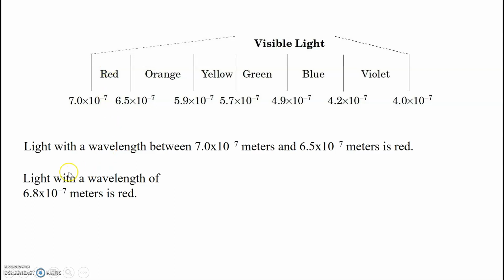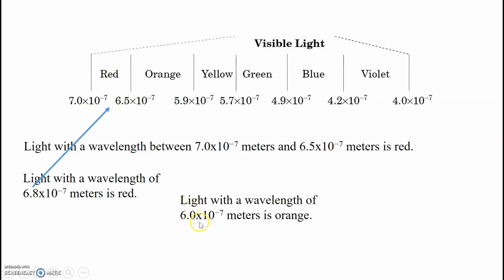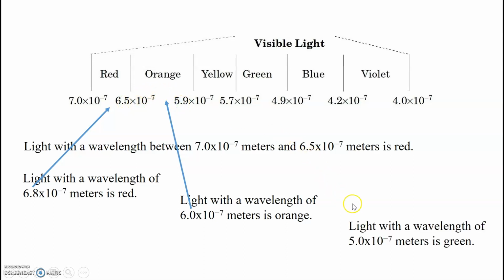So let's say I'm asked what color light with a wavelength of 6.8 times 10 to the negative 7th meters is. Well, since 6.8 is between 7 and 6.5, that light would be red. But light with a wavelength of 6.0 times 10 to the negative 7th would be orange because 6.0 is in between 6.5 and 5.9. If I had light with a wavelength of 5.0 times 10 to the negative 7th, that would be considered green, because 5.0 is in between 5.7 and 4.9, and so that light would be considered green.